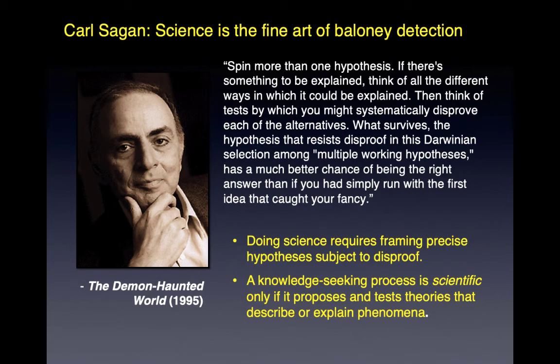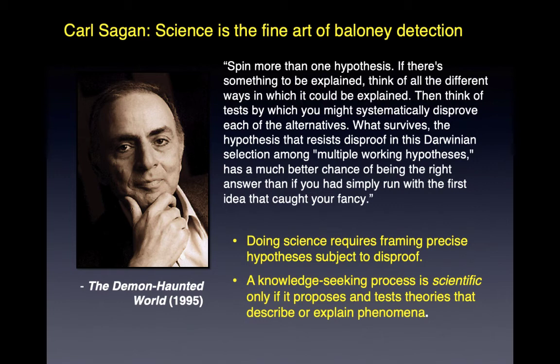Then think of tests by which you might systematically disprove each of the alternatives, right? So you look for disproof, refutation. You don't take an argument seriously unless you consider whether those assumptions are true. You look for evidence that might expose it's false or dubious. What survives? The hypothesis that resists disproof in this Darwinian selection among multiple working hypotheses. The working hypothesis H1 versus H2 has a much better chance of being the right answer than if you had simply run with the first idea that caught your fancy. Don't like the first explanation that comes along.